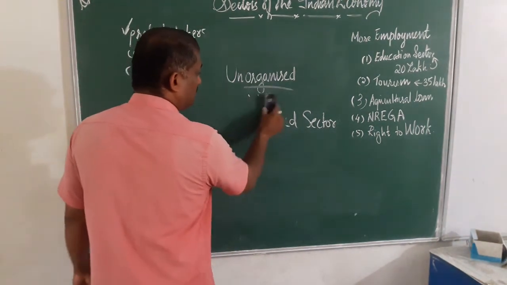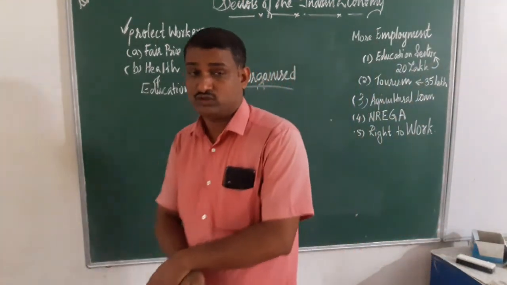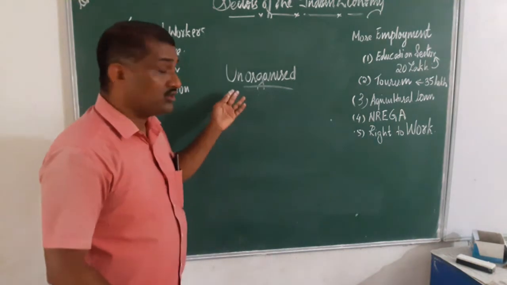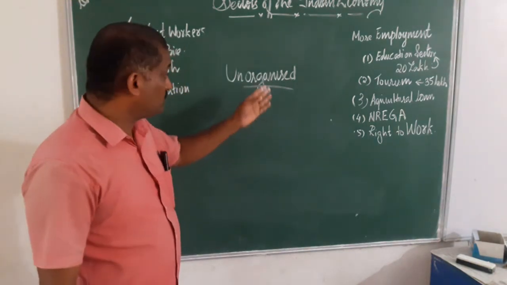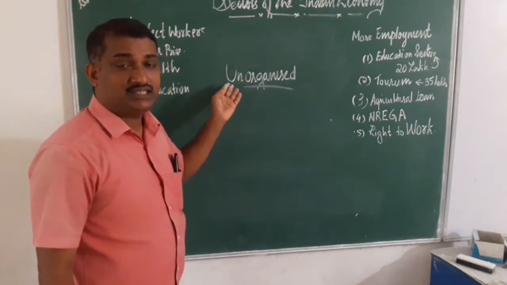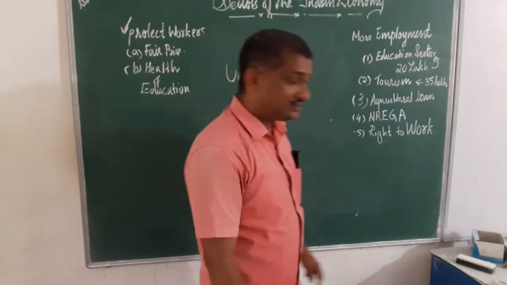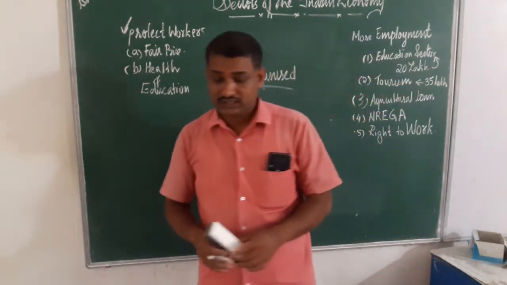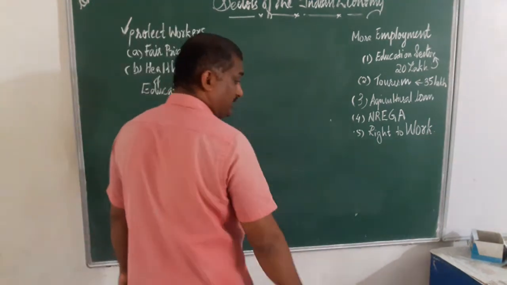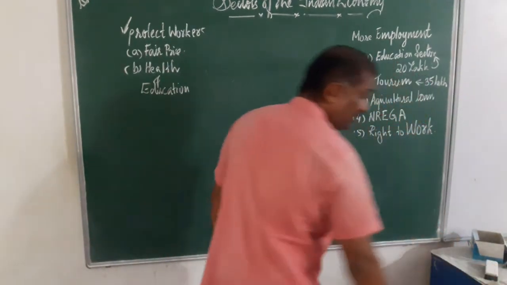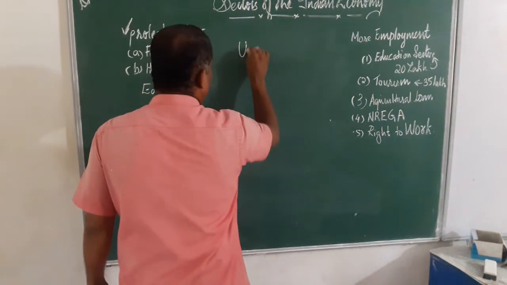But the unorganized sector is not like that. Fortunately or unfortunately, most of the people are engaged in the unorganized sector, compared to the organized sector. Why does this happen? The main reason is the lack of jobs. You know that there are different kinds of unemployment. First I want to explain the different types of unemployment.